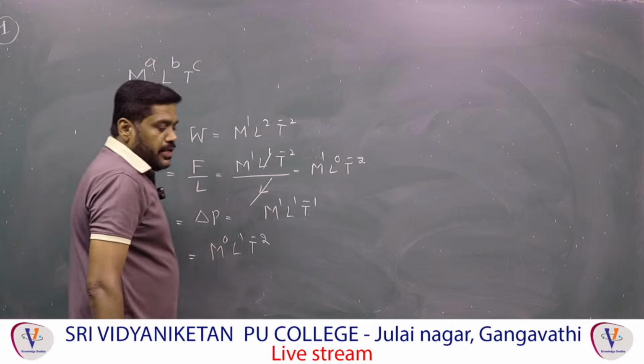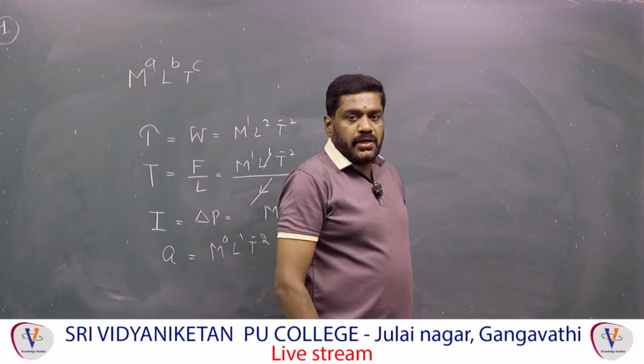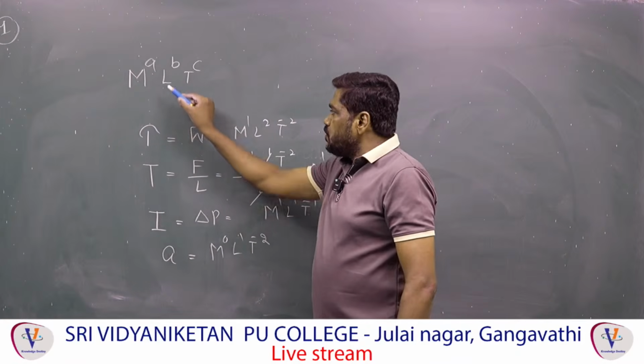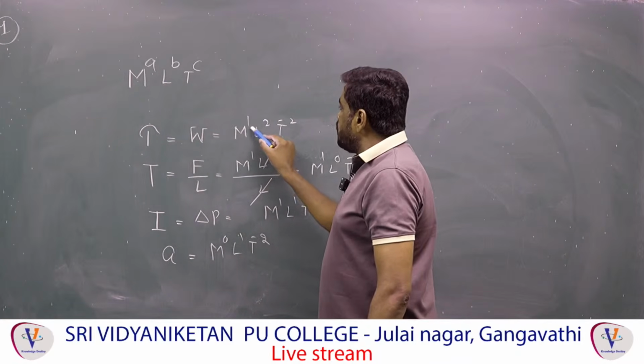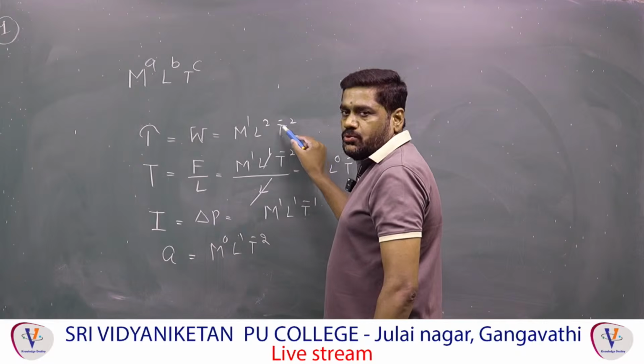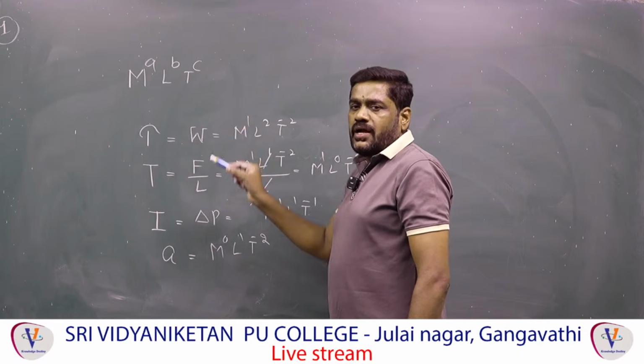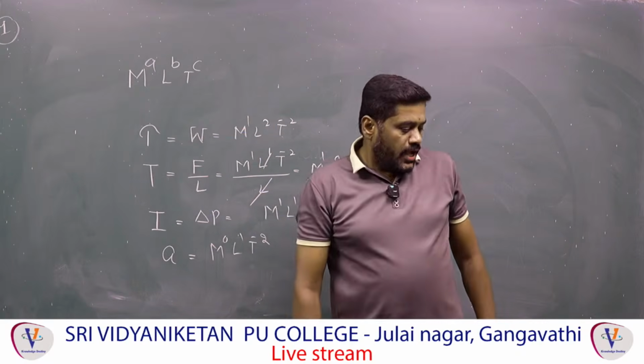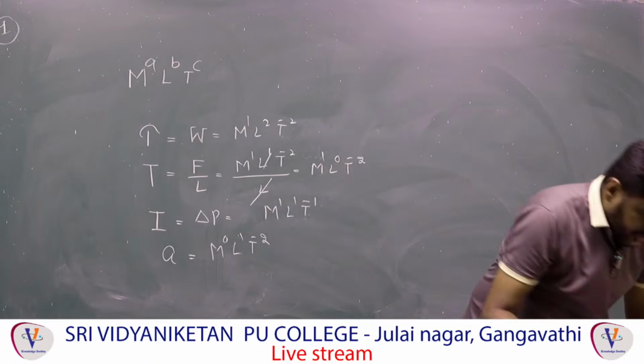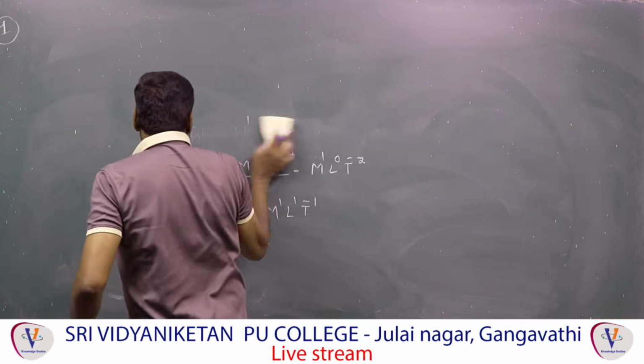So you just compare in place of A, in place of B, in place of C, which option is suitable. In place of A, A is equal to 1, B is equal to 0, C is equal to minus 2. So see every option and check, and you can arrive at the answer, whichever is suitable for that question. Next, question number 2.